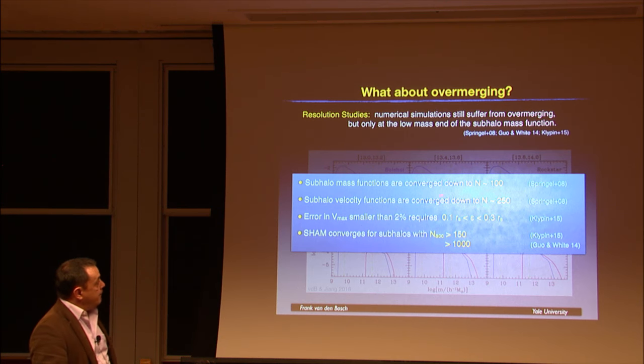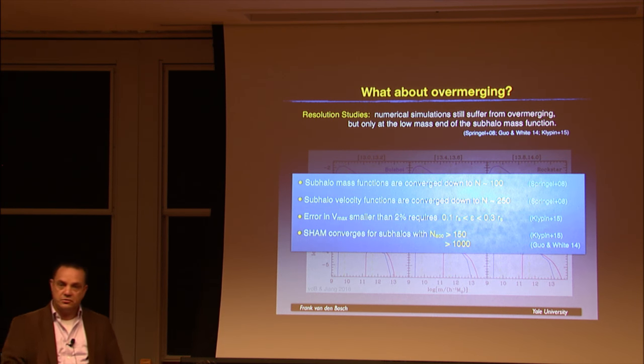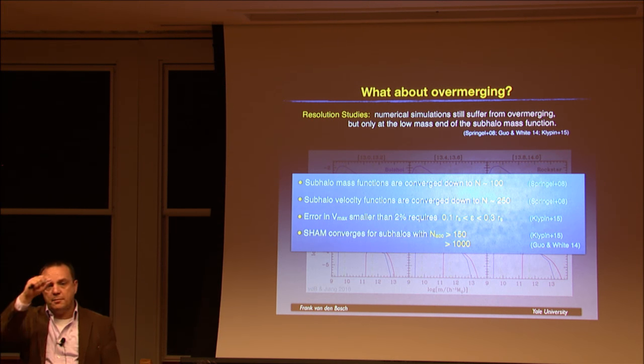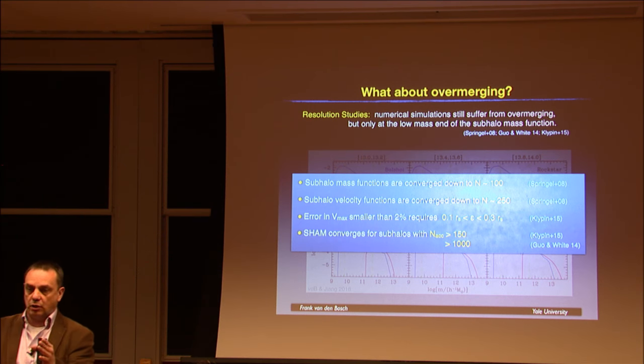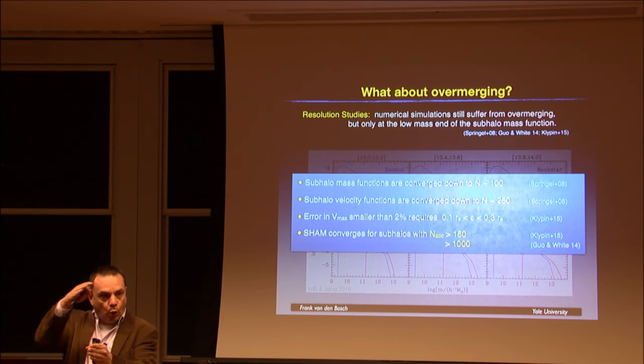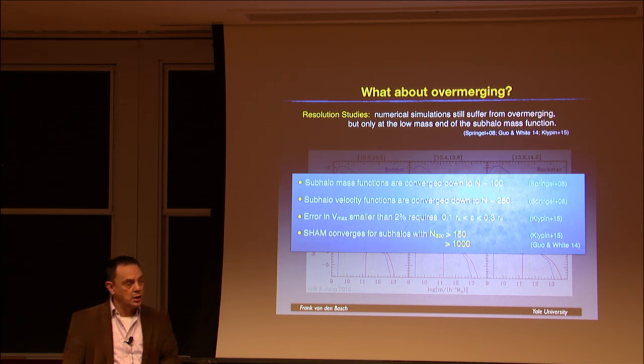Okay. Subhalo mass functions are typically converged down to N of about 50, 100. Subhalo velocity functions, if you want to make a function of Vmax, which is the maximum circular velocity, that actually probes inside the halo, and therefore you need to actually resolve the halo, which requires a little bit more particles, so it's typically a few hundred particles.